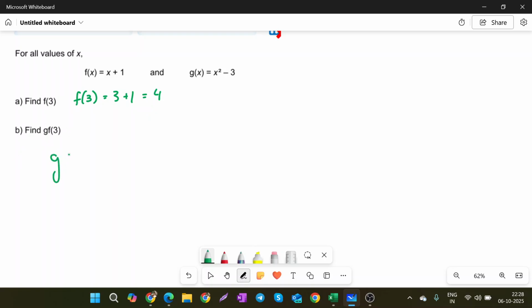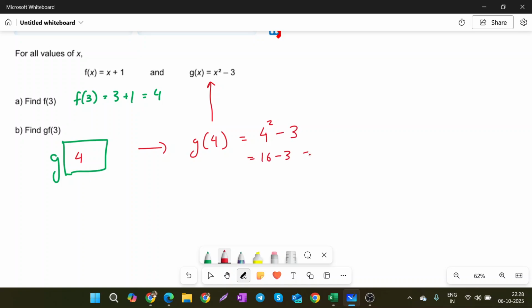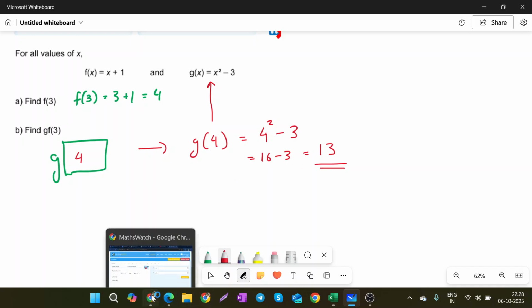Find gf of 5, so that means we're doing gf. Focus your attention on the f of 3 bit. F of 3, we've already figured out, is 4, which means in this box I now get to write the value of f of 3, which is 4. So essentially I'm doing g of 4. I go to my g function and replace x with 4, so I get 4 squared minus 3, so that's 16 take away 3, which is equal to 13. So yeah, that's not a bad question.